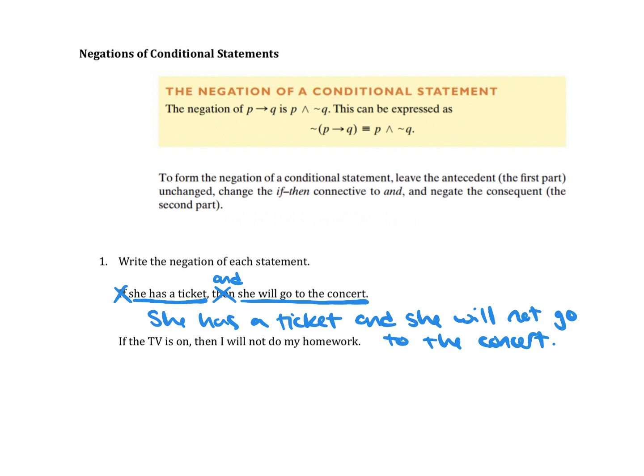In the second example, it says if the TV is on, then I will not do my homework. I'm going to get rid of if-then. I keep the first simple statement the same: the TV is on. Where it said then, I'm going to put and, and then I negate the second part. Instead of I will not do my homework, I change it to I will do my homework.